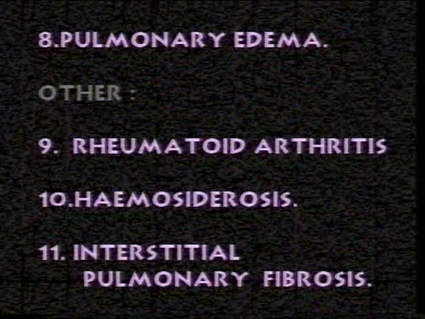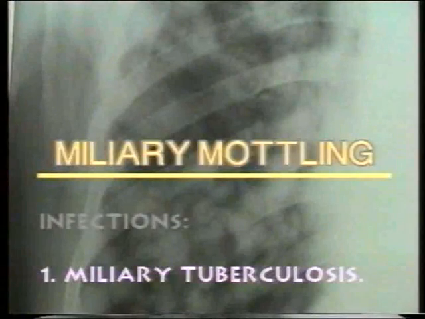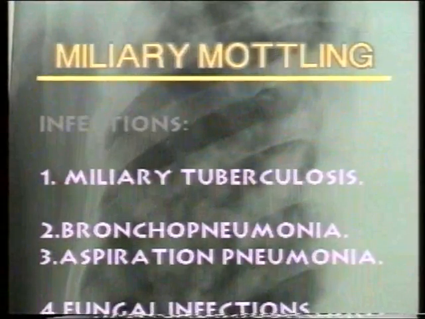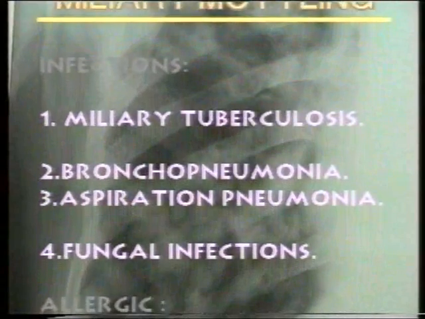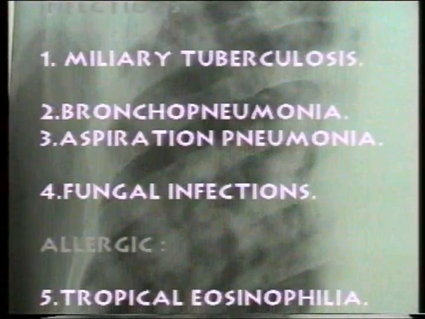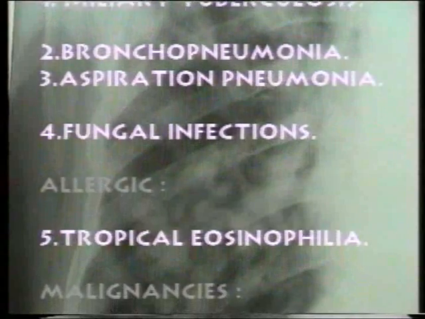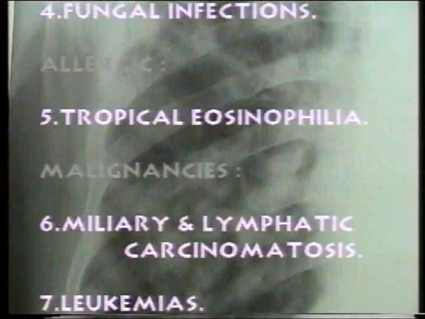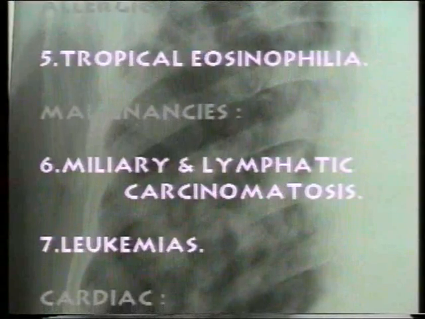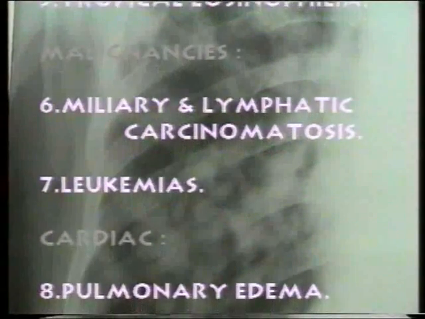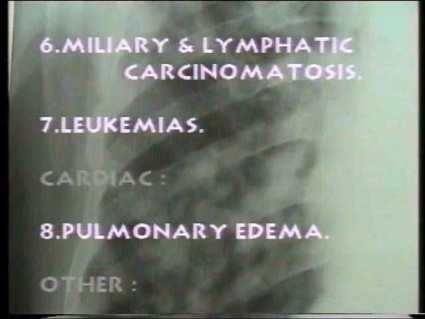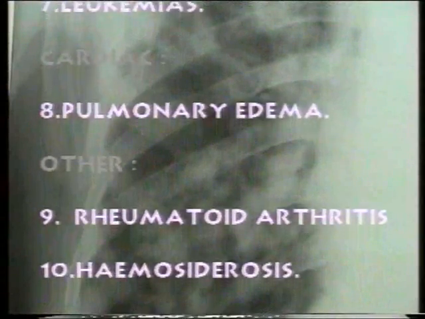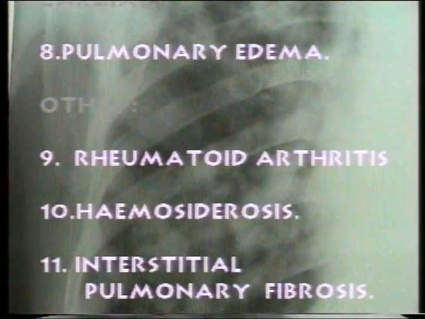To revise, the common causes of miliary mottling are infections like miliary tuberculosis, bronchopneumonia and aspiration pneumonia, and fungal infections, allergic conditions like tropical eosinophilia and Loeffler syndrome, malignancies like miliary and lymphatic carcinomatosis and leukemias, acute pulmonary edema, and miscellaneous conditions like rheumatoid arthritis, hemosiderosis, and interstitial pulmonary fibrosis.